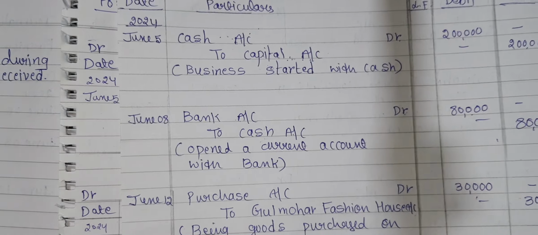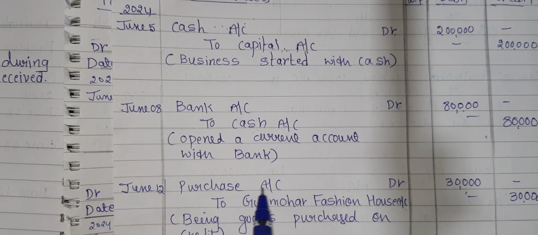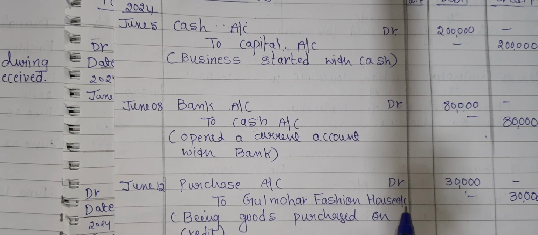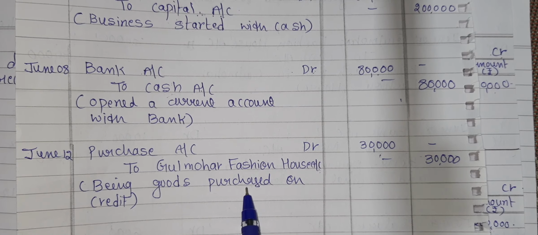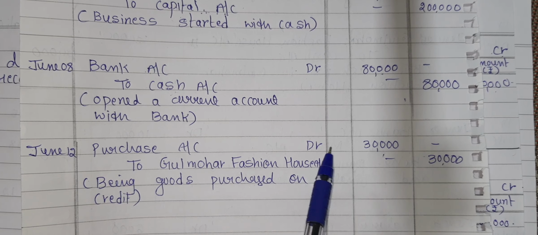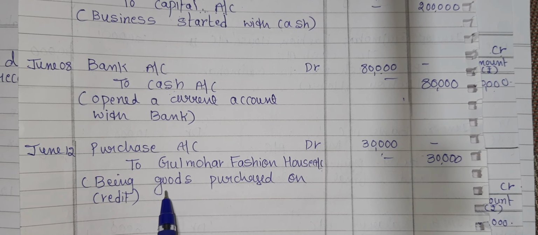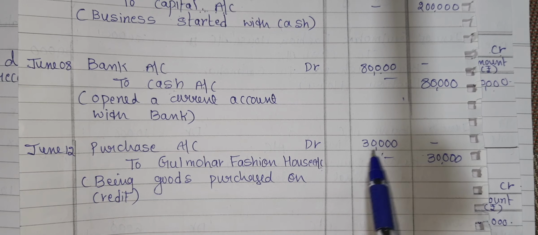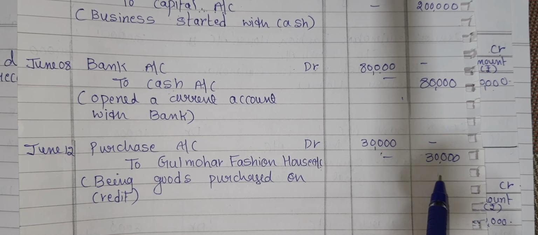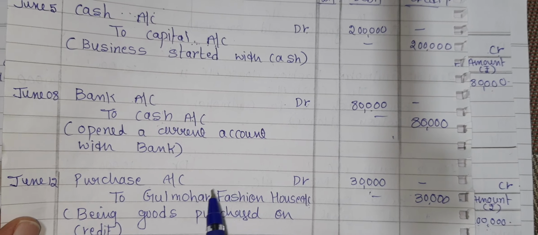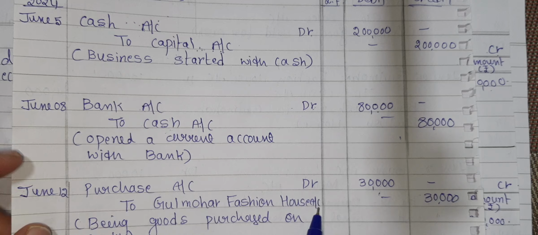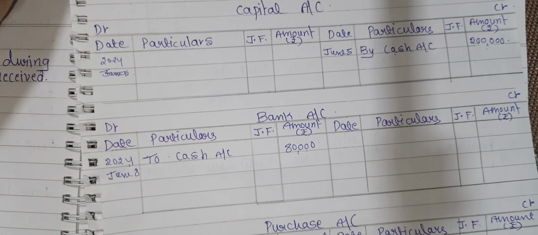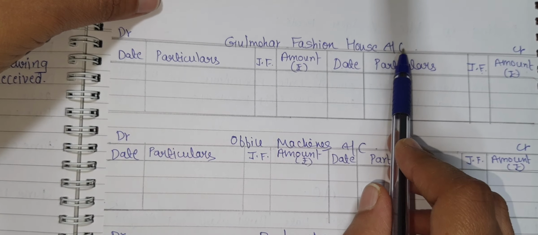Now we will move to the next entry, that is purchase account debtor to Gulmohar Fashion House account. Being goods purchased on credit, this is the transaction. This is the journal entry. Purchase account debtor to Gulmohar Fashion House account. They purchased the goods on credit, that is rupees 30,000. So here we have to open purchase account and Gulmohar Fashion House account. See here, here we have opened purchase account and Gulmohar Fashion House account.